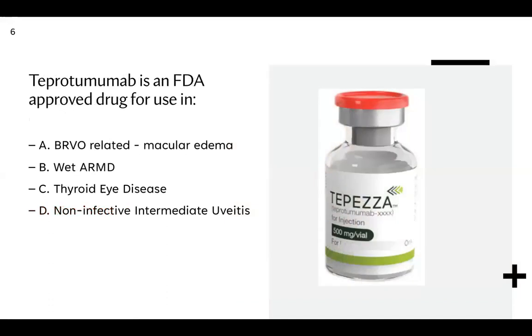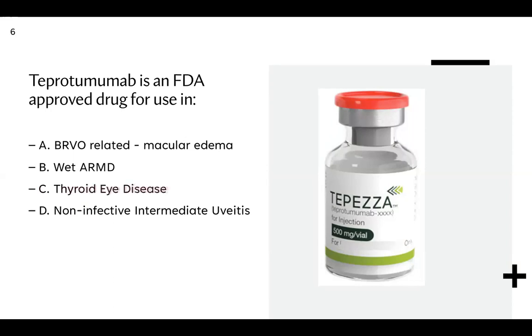Teprotumumab is an FDA-approved drug for use in A, BRVO-related macular edema, B, wet ARMD, C, thyroid eye disease, or D, non-infective intermediate uveitis. So this is a drug that in history had FDA approval in the shortest period from application to approval. It is almost like an emergency approval for commercial use. Not yet available in India though. Which of them is the indication?